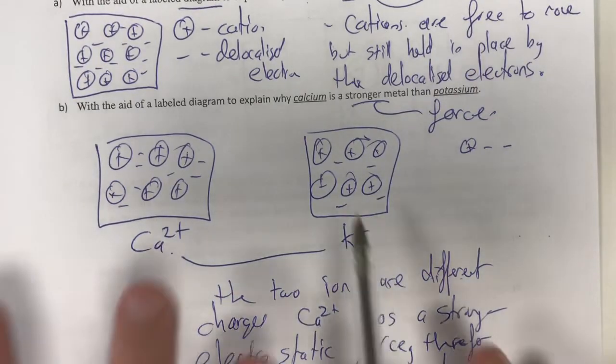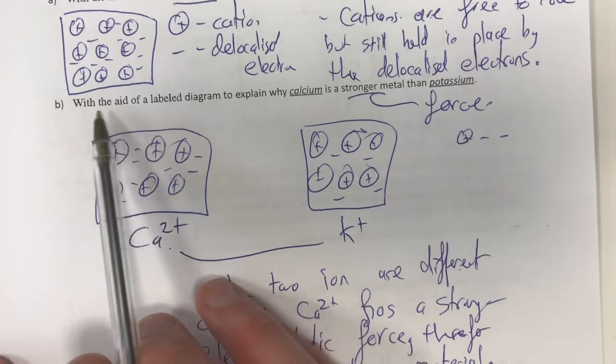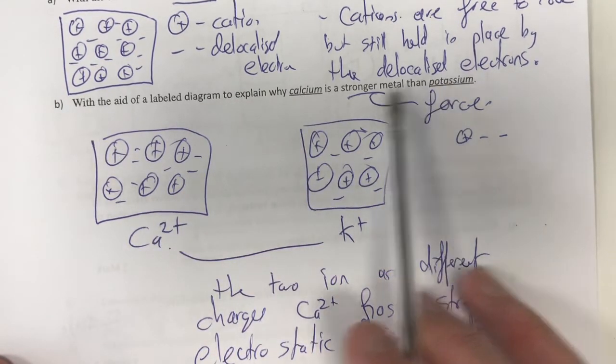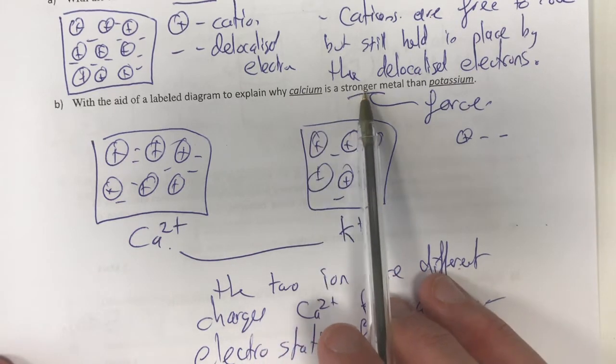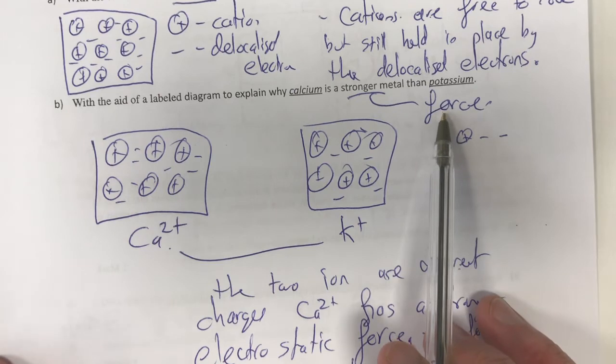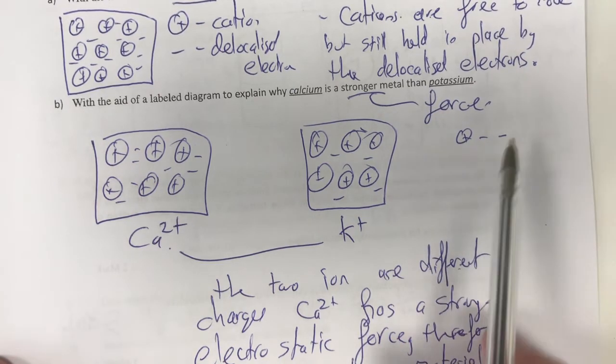All right, and that is going back to, in terms of answering this question, where do we come from? Let's read through the question and see the fact that we need to differentiate between calcium and potassium, and we need to look for where their strength comes from. Where could their strength come from? A force holding it together. Where does that force come from? The difference between our charged cation and our negative electron.